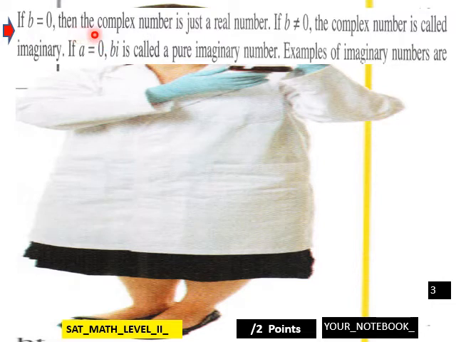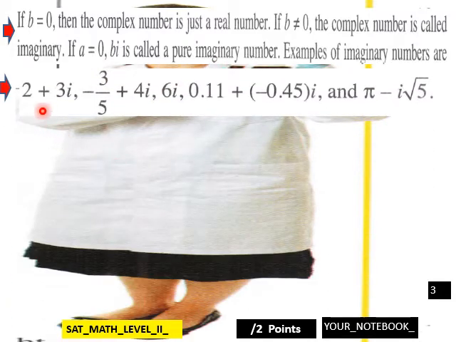If b equals 0, then the complex number is just a real number. If b does not equal 0, the complex number is called imaginary. If a equals 0, bi is called a pure imaginary number. Examples of imaginary numbers are 2 plus 3i, negative 3 fifths plus 4i, 6i, 0.11 plus negative 0.45i, and pi minus i times radical 5. These are all called imaginary numbers.